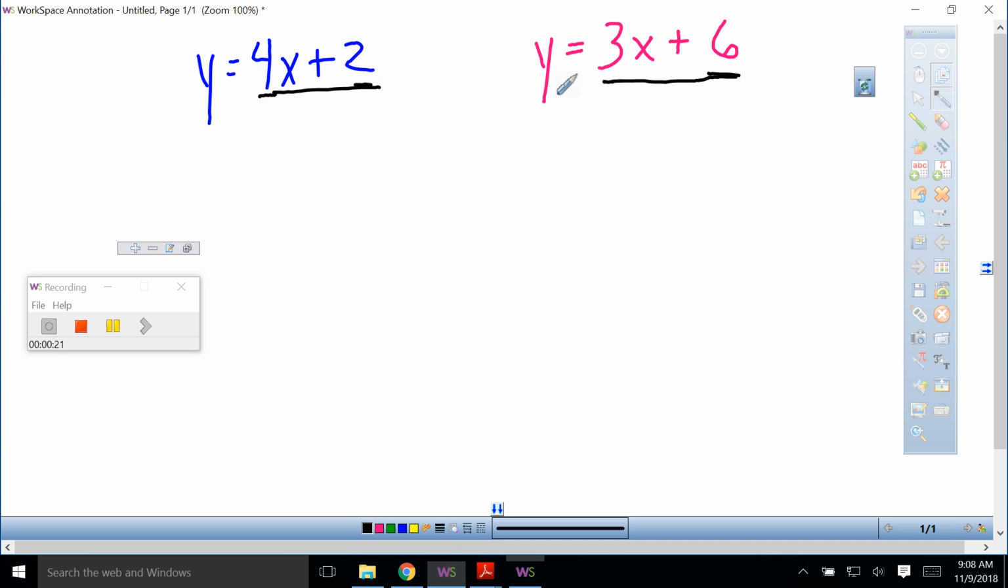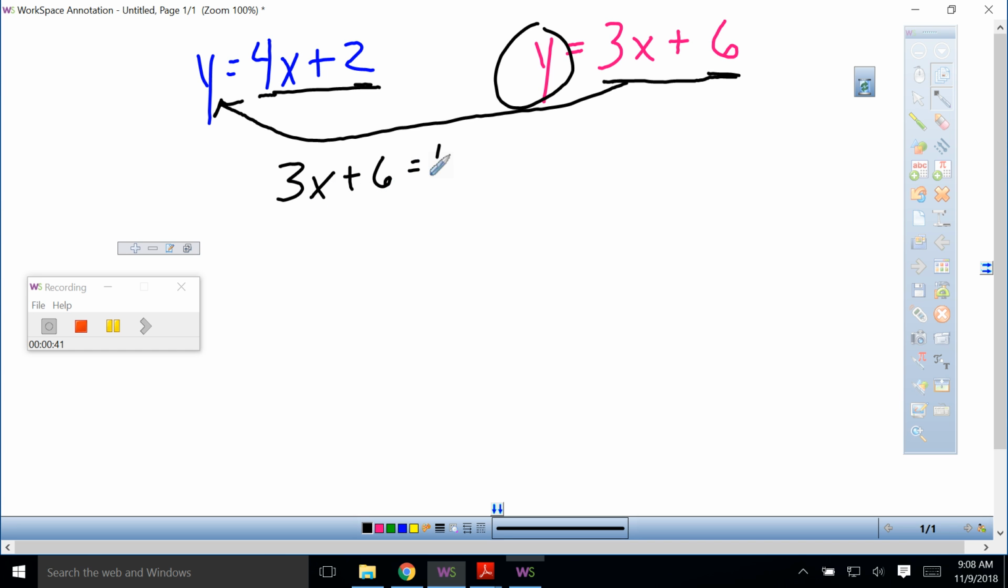Well, we like when both equations are equal to y because we can use substitution. So if I know that this equation is equal to y, well, then over here I can plug in 3x plus 6 for y. So what I'm going to have now is 3x plus 6 is equal to 4x plus 2.